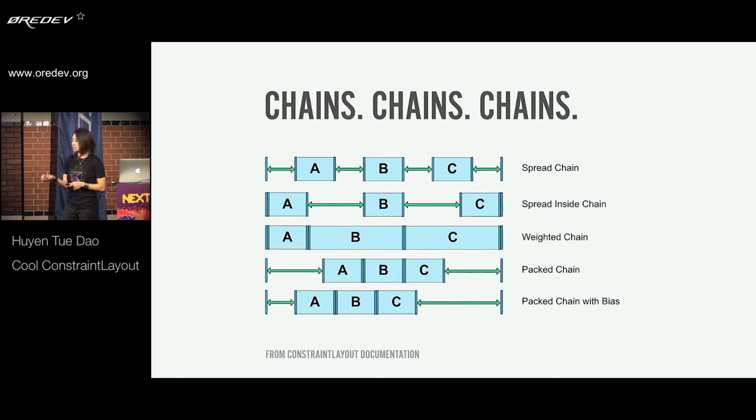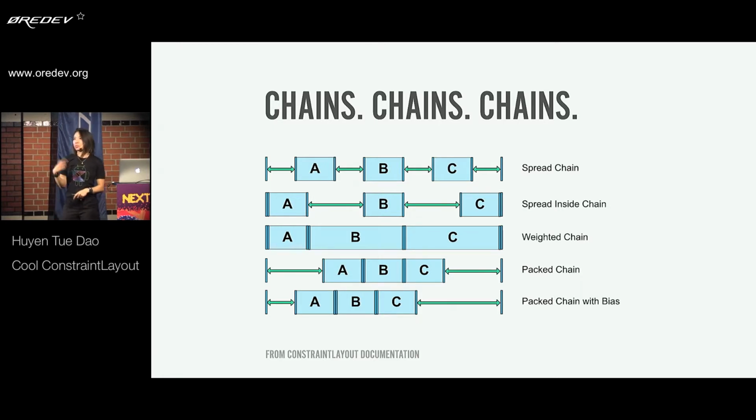And what the chains allow you to do is position not just views, but also the space around that view. And chains have something called a style, which kind of dictates this behavior. Now, the default style of a chain, when you define a chain and define those bidirectional relationships, is the spread chain. So if you look at the very top chain here, all of the space that's available between the endpoints of that chain is distributed evenly between A, B, and C and on those outer edges. There's also a style called a spread inside chain, which basically means that the space is not distributed at the extremes of the chain.